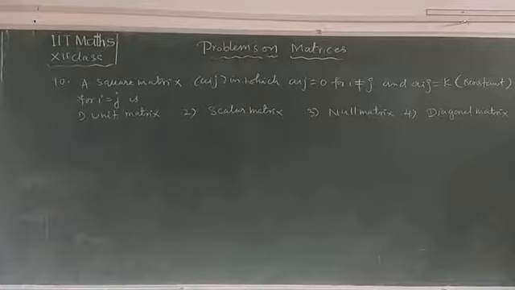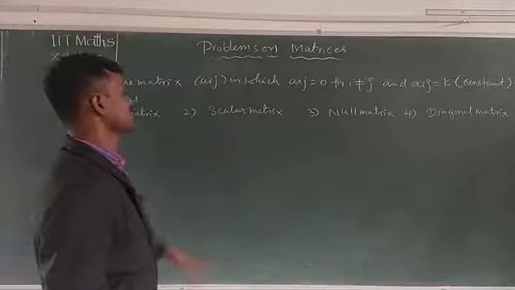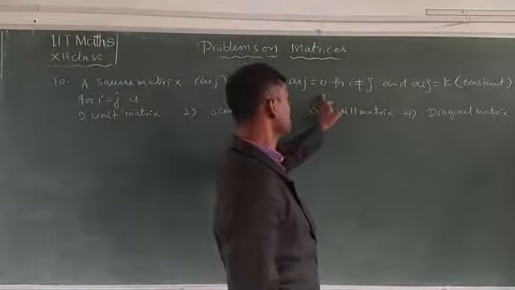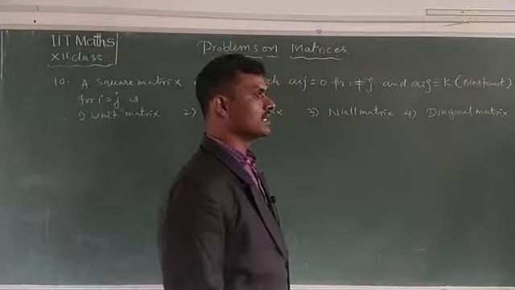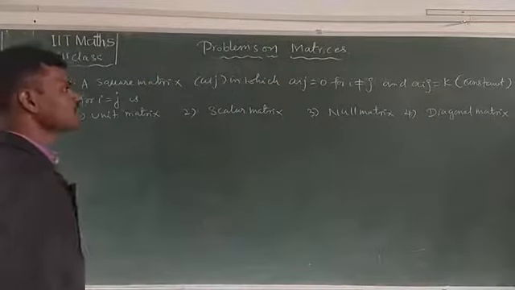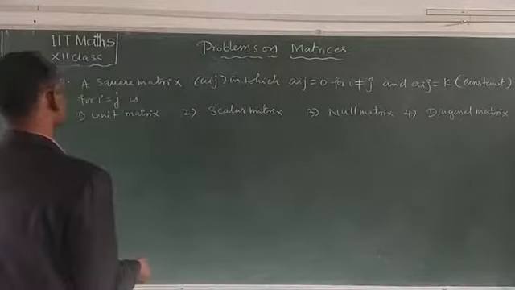Okay, this is also a very easy question. The 10th one: a square matrix Aij in which Aij is equal to 0 for i not equal to j, and Aij is equal to some constant k for i equal to j. Okay, see here.